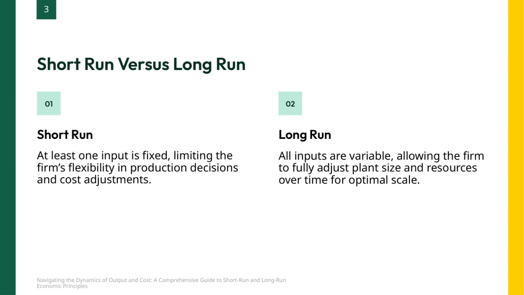On the other hand, in the long run, all inputs are variable. This allows the firm to completely adjust the size of the plant and all resources over time. Because of this flexibility, the firm can find the optimal scale of production, improving efficiency, and potentially lowering costs. Understanding this distinction is crucial for making strategic decisions about resource allocation and planning.